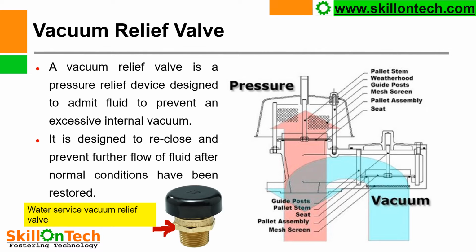In industries, vacuum degassers are widely used, and on those vacuum degassers you might have seen that at the top a vacuum relief valve is provided to automatically allow air to enter into the piping system to prevent vacuum conditions that could siphon the water from the system and damage the tank or equipment.